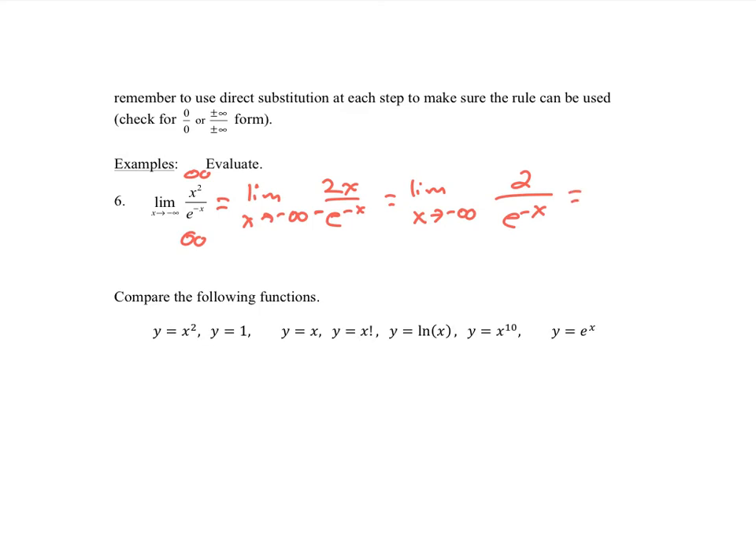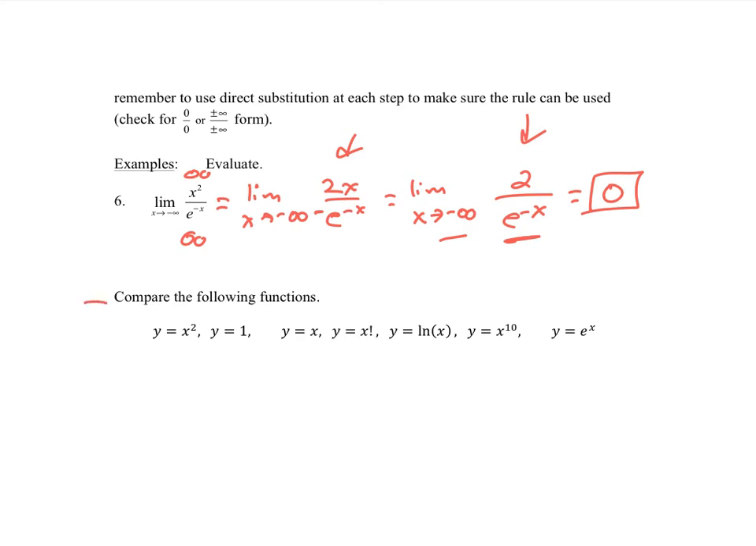So if I do plug these in now, the 2 on top is a constant, and if I plug negative infinity into here, this is going to be e to the infinity, which is a very, very big number. So overall, we're going to end up with 0. So that resolved the problem for me by doing multiple steps of L'Hopital's rule.